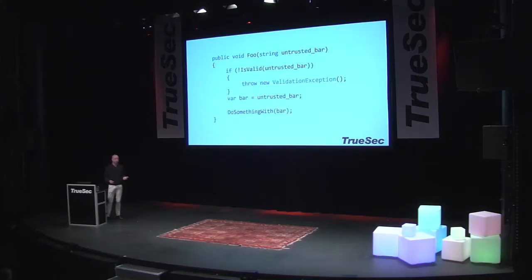So let's do something really simple like this. We just use a naming convention. Everything we know is untrusted, we put untrusted underscore before it. Really simple, really effective. Violates every naming guideline in C#, but you know, go ahead and check.